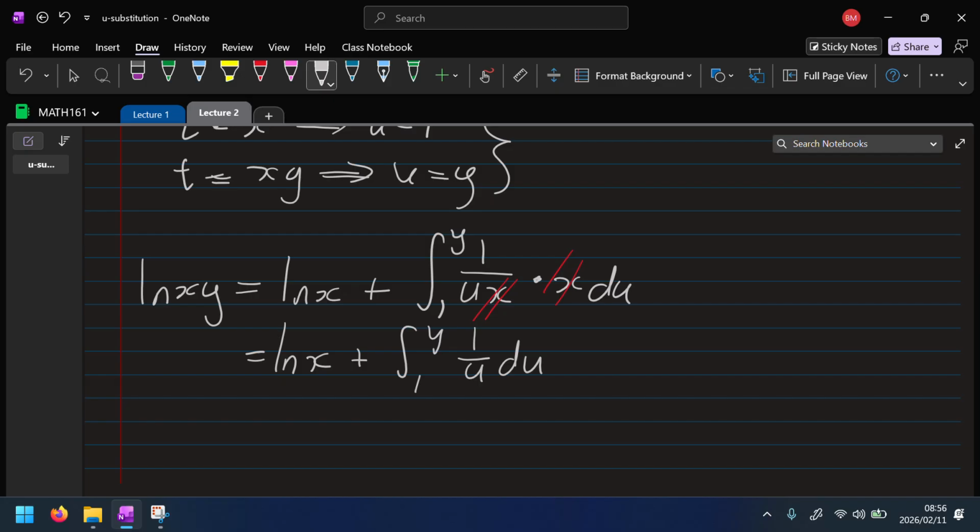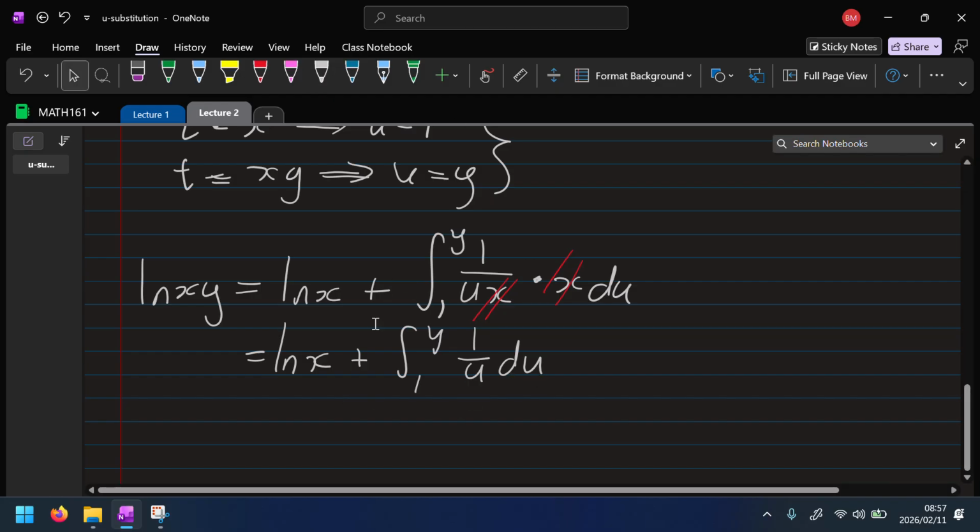Now, does it matter what we call that variable? No, it doesn't matter. We can write this because it's a definite integral. That variable doesn't matter. We could say the integral from 1 to y, 1 over u du. We could say the integral from 1 to y, 1 over t dt. It doesn't matter what we call that. So if we ignore the name of the variable, what is this integral?